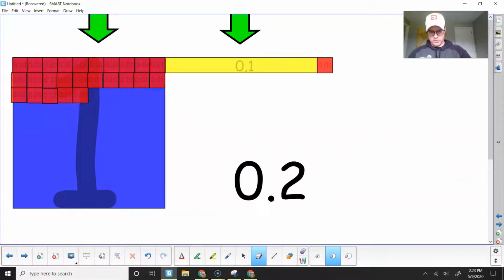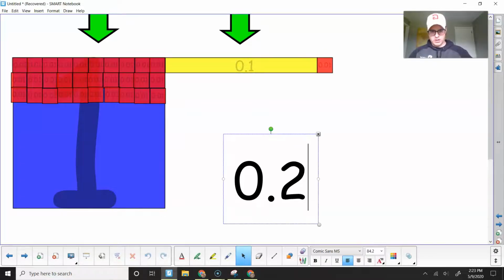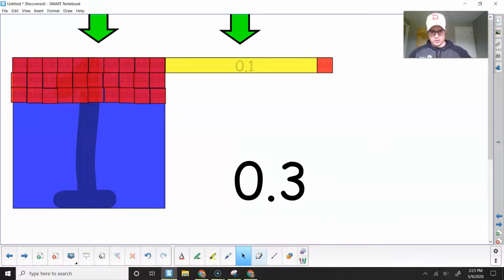Okay, so let's keep going. 0.26, 0.27, 0.28, 0.29, and one more makes 0.30, also known as 30 hundredths. Oops, I shouldn't do that and write it in purple. 30 hundredths. Okay, 30 hundredths is equal to how many tenths?